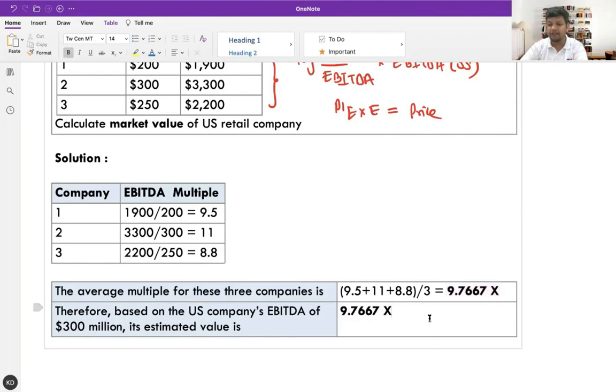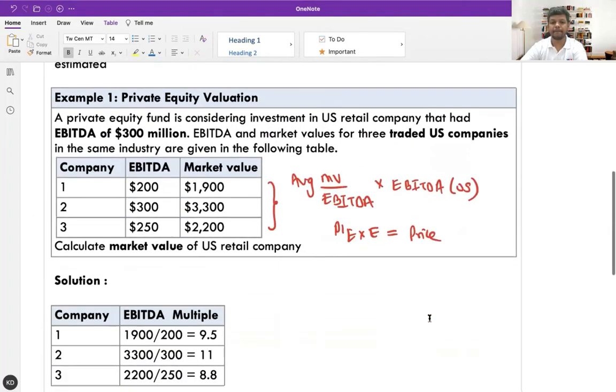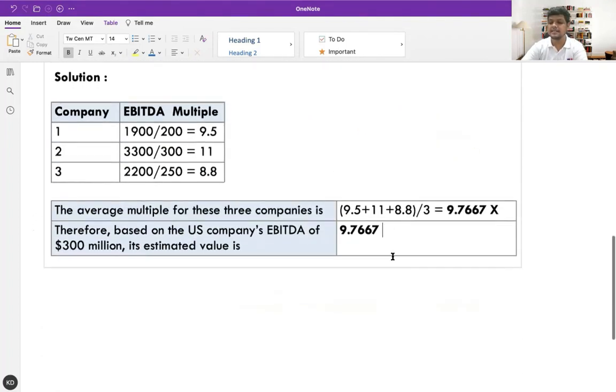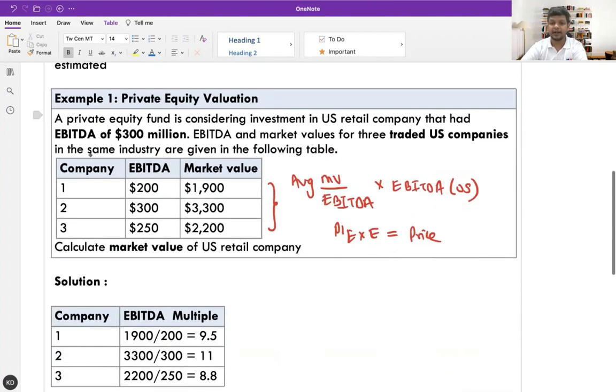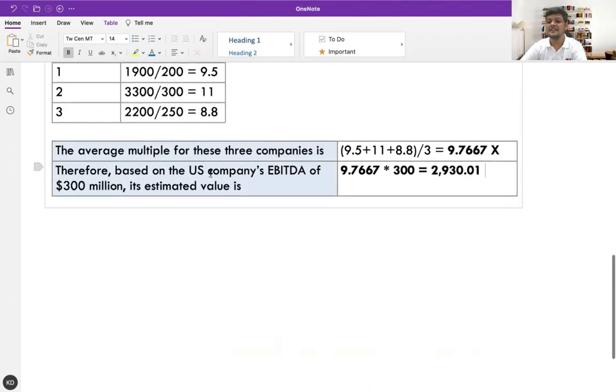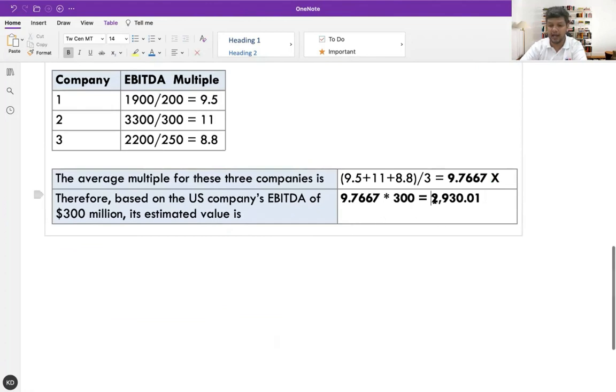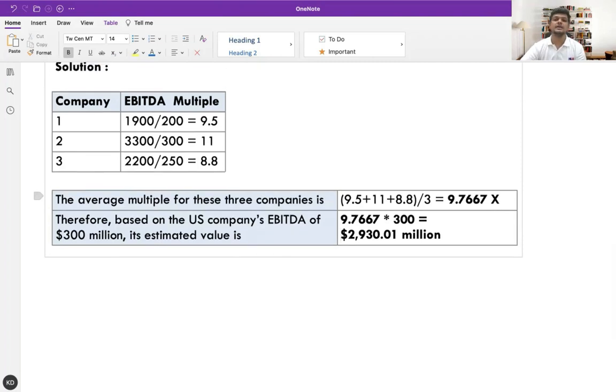So this multiple, this many times, should be the value of the company for one unit of EBITDA. Now, how much EBITDA do we have for the company that we are looking at? 300. So I'll multiply this with 300. That's why it's called a multiplier. You multiply it with the EBITDA of 300, and you'll get $2930.01 million. It's in dollar millions. So that must be the valuation of the company that we're looking at. Is that clear? Yes. What did I do? I multiplied the industry average multiplier with the EBITDA of the company. Clear?